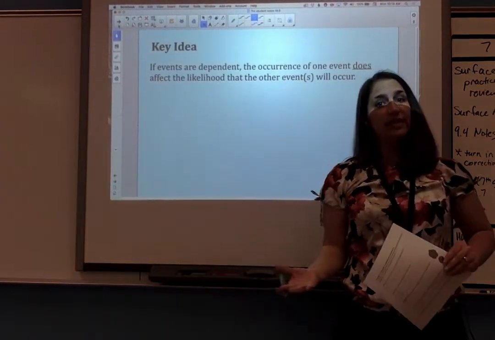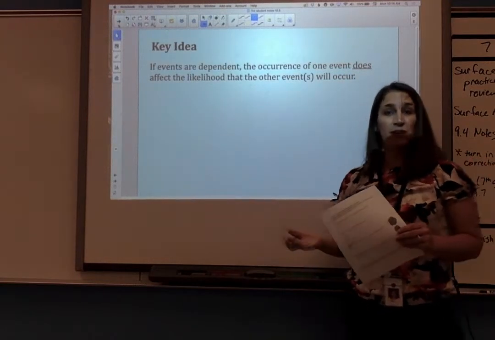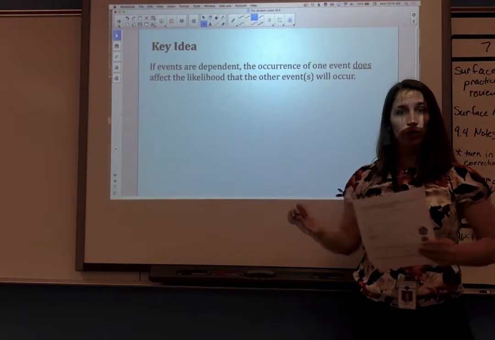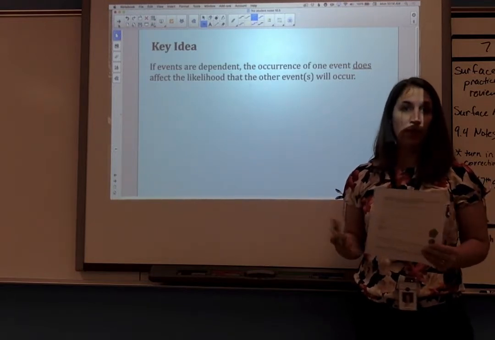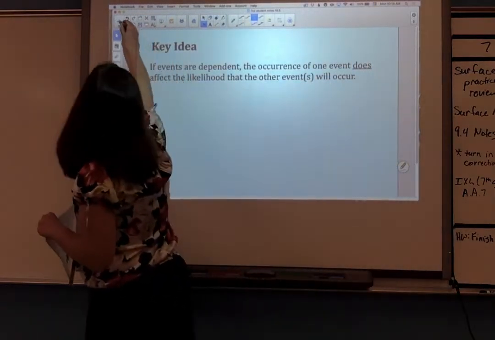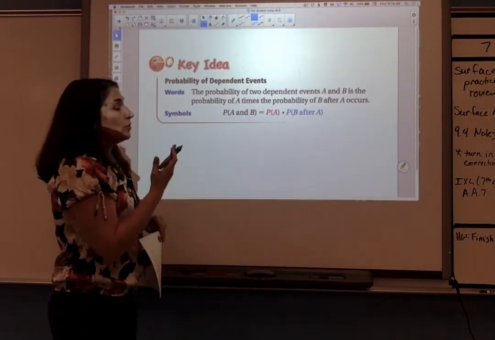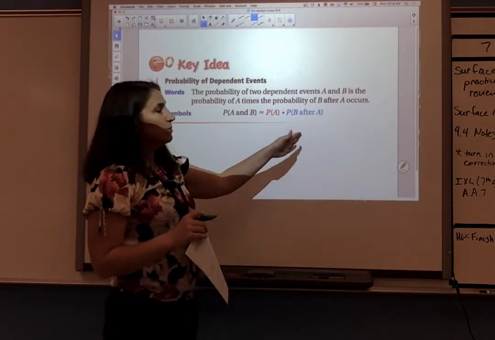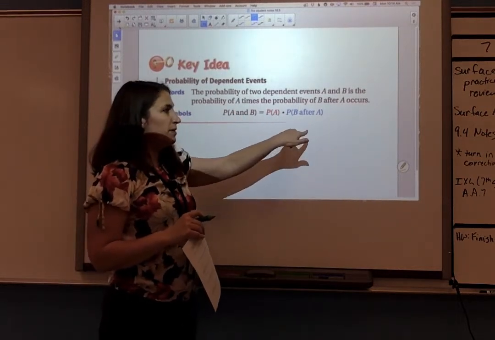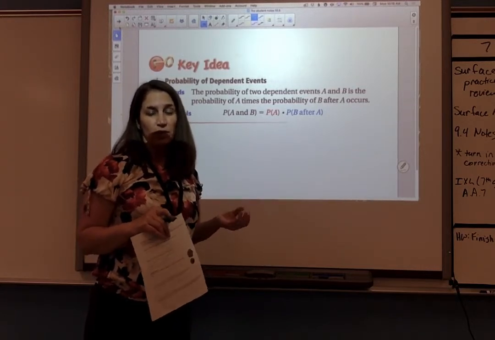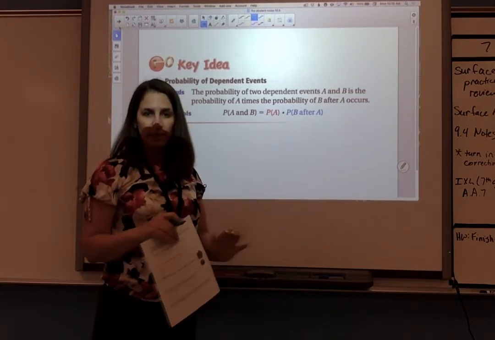If events are dependent, the occurrence of one event does affect the likelihood that the other event will occur. It will somehow factor into that probability. So let's look at an example of that. Well, we'll look at the formula first here. So, same idea, we're going to multiply the probabilities, but we have to keep in mind that for the second probability, it's the probability of B occurring after A occurs. So we have to keep that in mind.